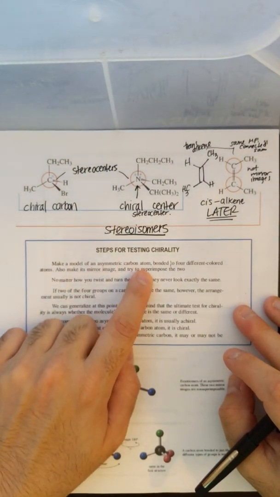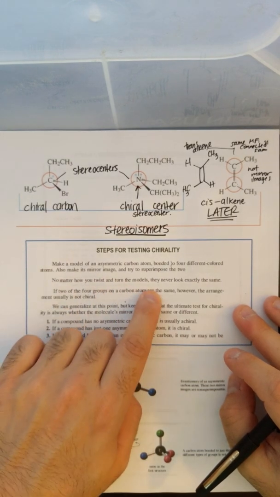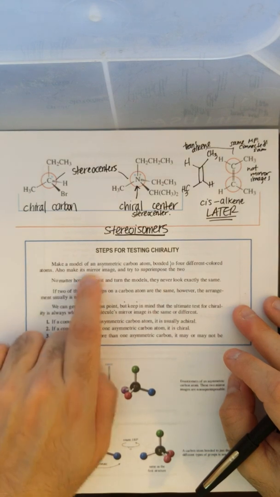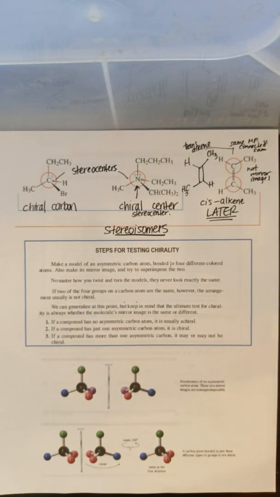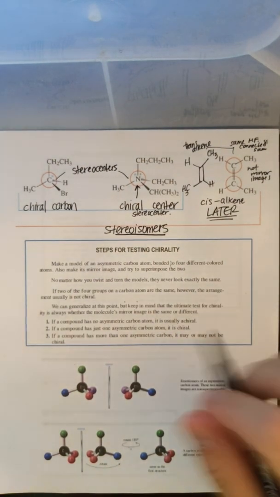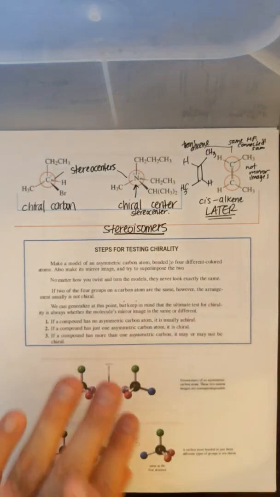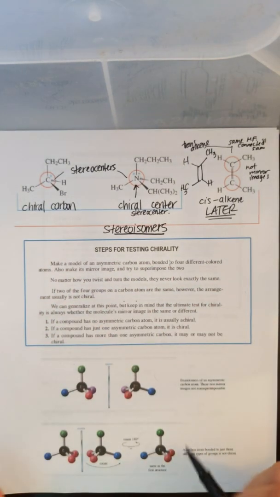So, steps for testing chirality. You could make a model. No matter how you twist and turn the models, they will never look exactly the same. So make a model, make its mirror image, and so here's the image. So you could do this with model sets, and we will do this in class with some examples together. You can make a model, make its mirror image, no matter which way you twist and turn it, and we did this in class. If I put one on top of the other, just like my right over my left hand, none of the atoms will ever align. And so I actually did this example in class.